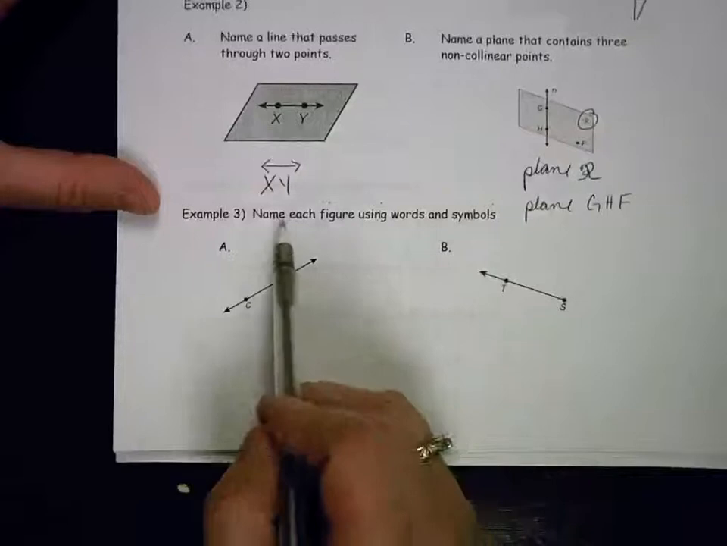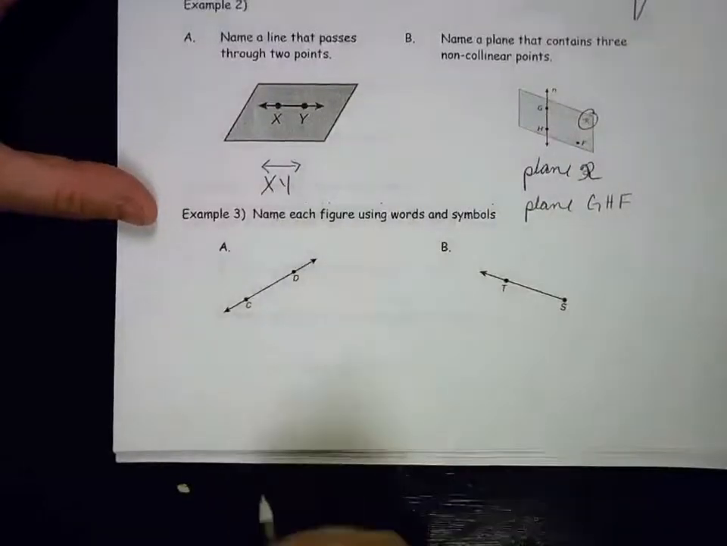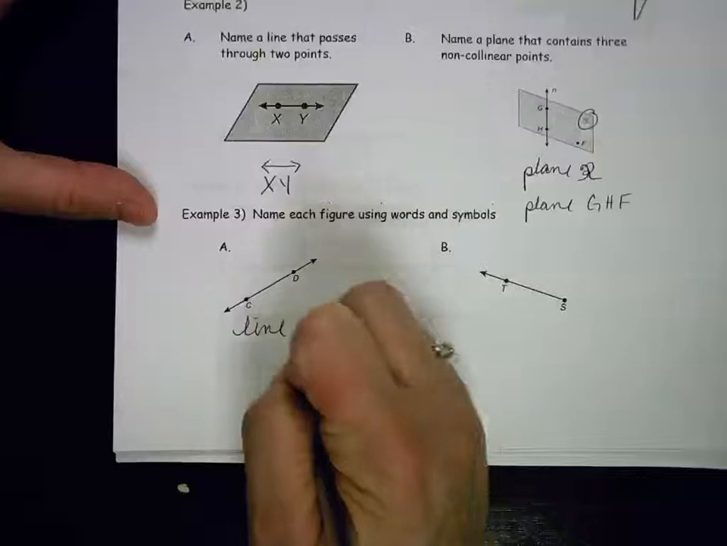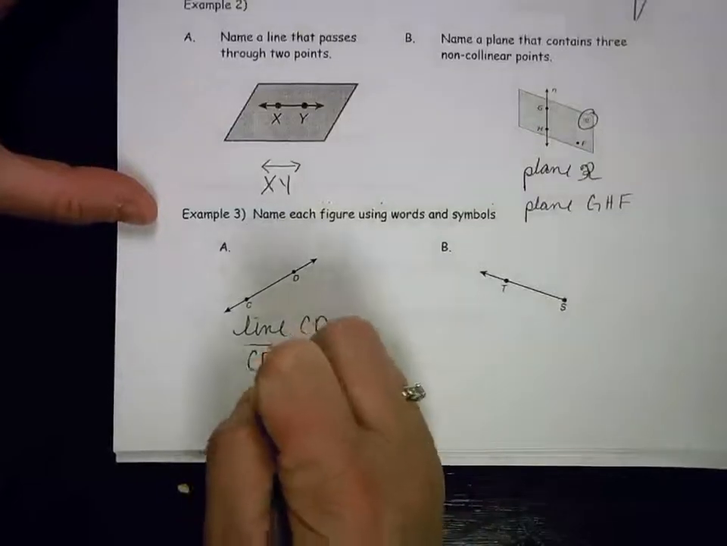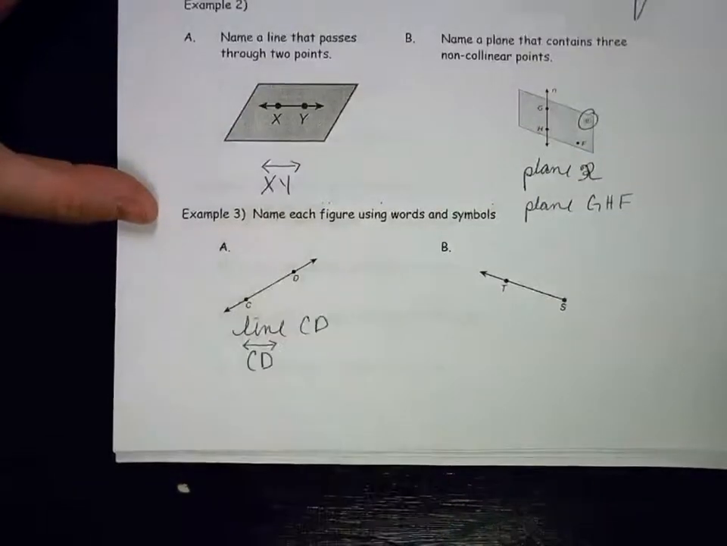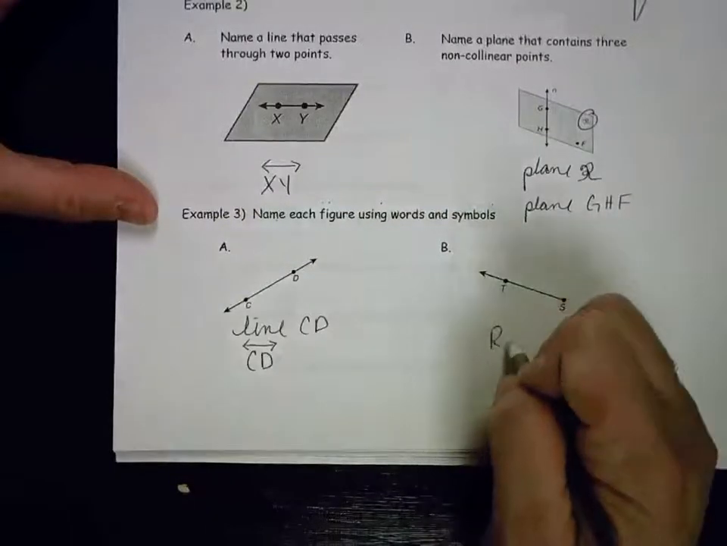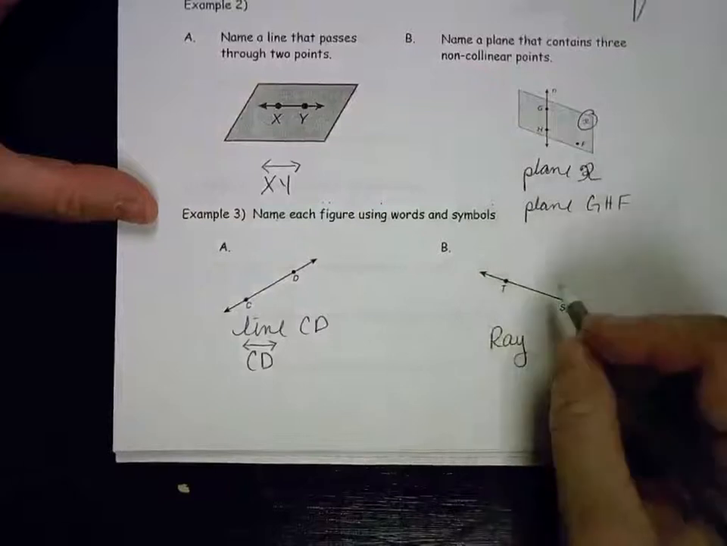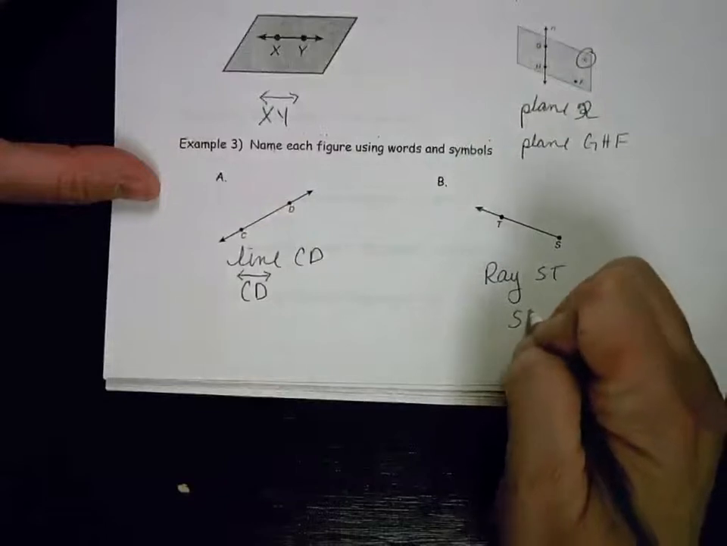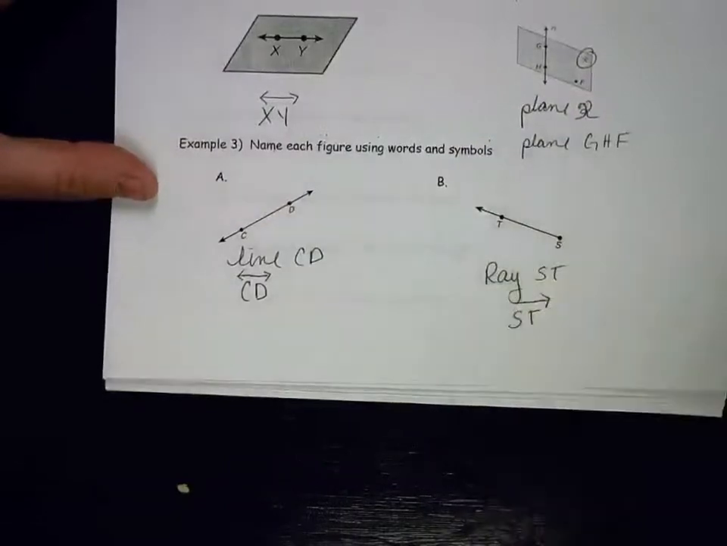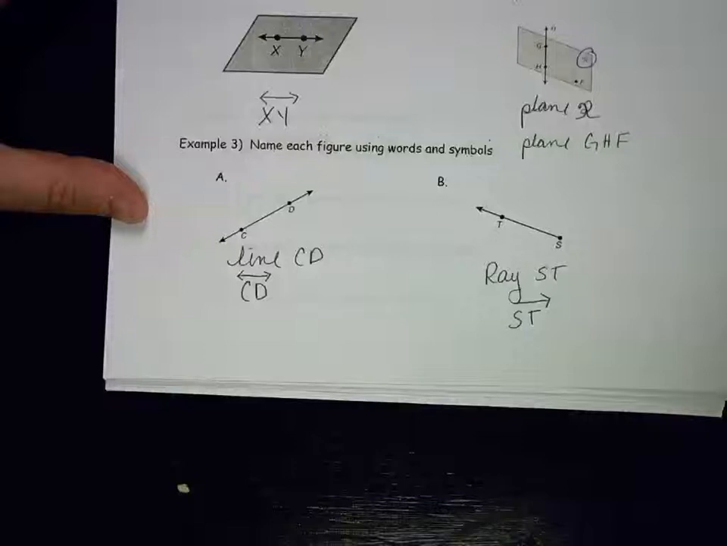Example 3, name each figure using words and symbols. Well, using words, that is the line CD. And using symbols, you have the CD with the line over it. Example 3B is the ray ST. And with symbols, the endpoint goes over the S and the arrow goes over the T.